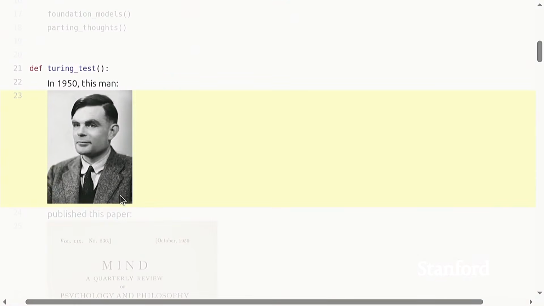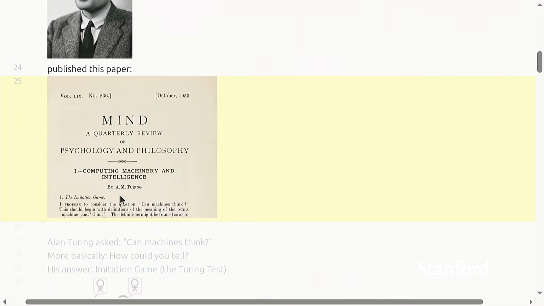So in 1950, this man, by the name of Alan Turing, published this paper. And in this paper, Alan Turing asked, can machines think? So it's a very simple question. But more to the point, the question is really, how could you even tell if a machine could think? Because at that time, computers were hardly a thing. And so this is really kind of within the realm of philosophy almost.